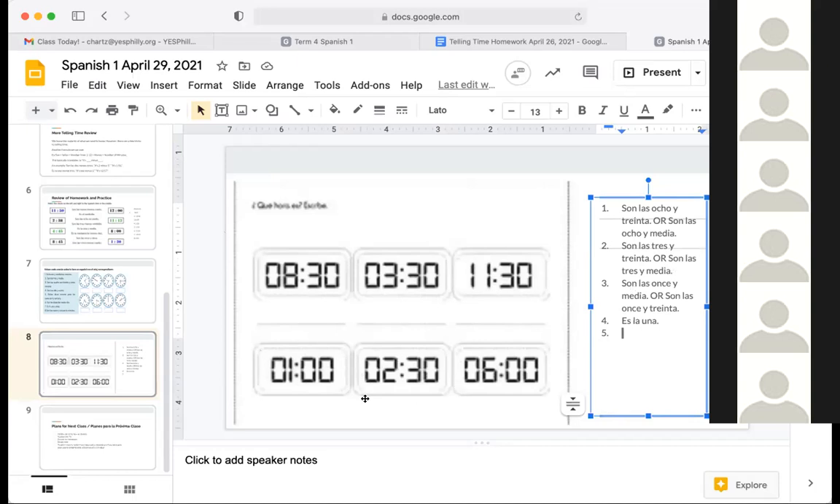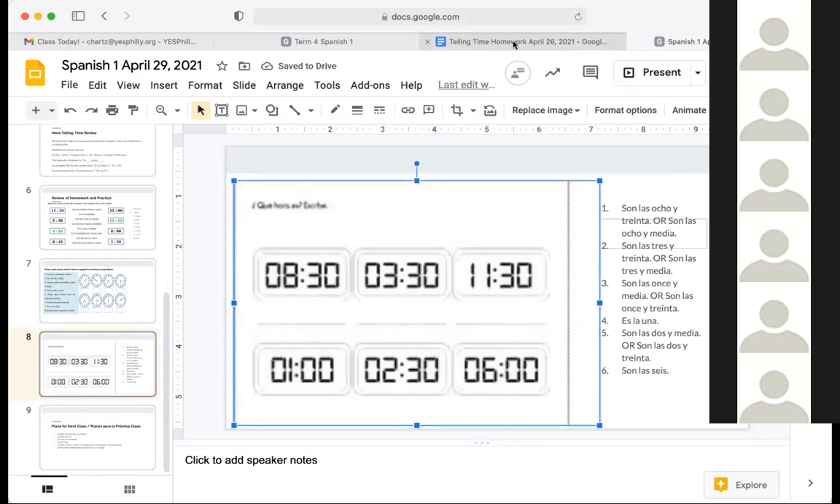So for the next one, we're going to say it's 2:30. How would we say that? Es las 2:30. It's son, right? Yes. Son las 2:30. Yep. Because it's a number other than 1. Or we could say son las 2:30. Either one, they'll know what you're talking about. So for the last one, we have it's 6 o'clock. How would we say that? Son las 6. Yep. That's great. So good job with that.